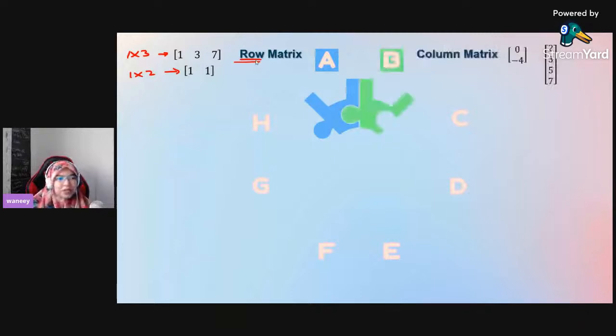The second type of matrix is something called the column matrix. So in a column matrix, everything is in one column.